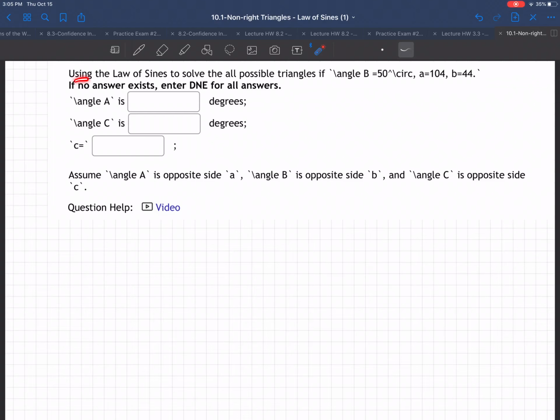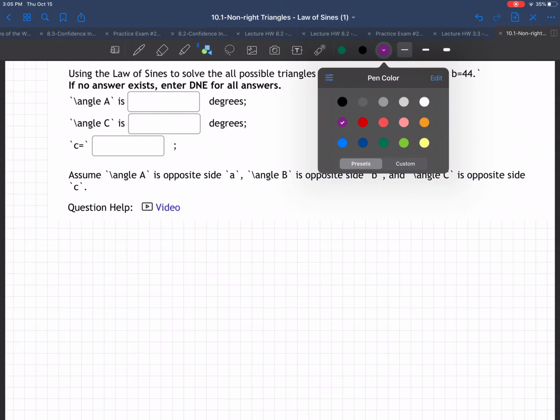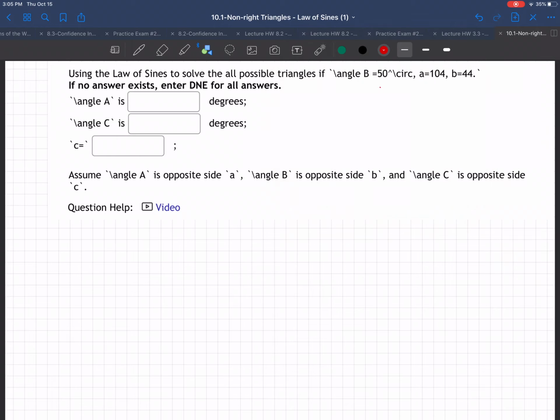In this example, we're using the law of sines to solve for all possible triangles given some information. The first step is, let's just draw our triangle. It's just any old triangle, nothing special there. A here, B here. You could put A at the top, B at the left, whatever, it doesn't matter. We just have angles A, B, and C.